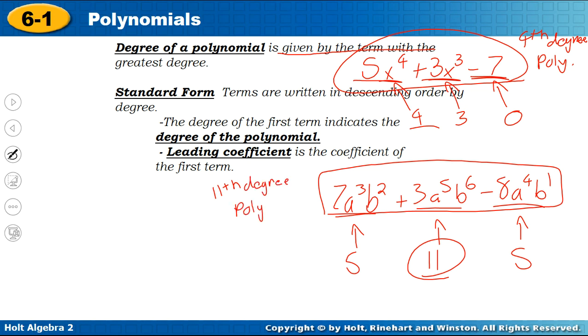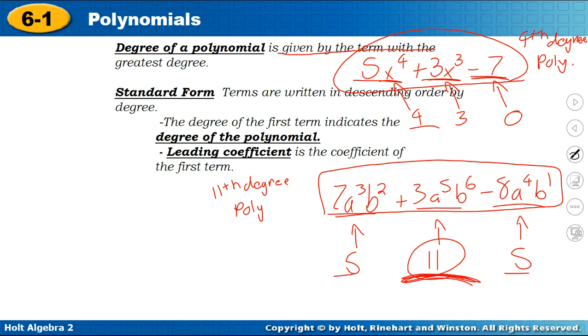Okay? We're not going to add the degrees of all terms together. We're just going to find the term of the biggest, and that's going to be the degree for the whole polynomial. It's basically kind of like the leader of the polynomial, if you will. Right?